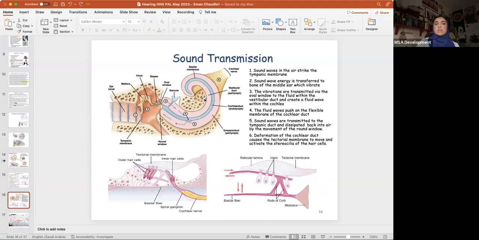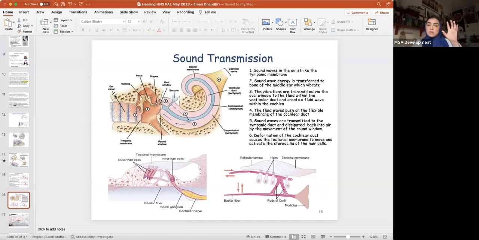So sound transmission, let's do this again really quickly. Remember, you have your sounds, oscillation of molecules through the air, sinusoidal waves, concentric waves, and so on. Okay, cool. It's going to your tympanic membrane. Your tympanic membrane is vibrating.